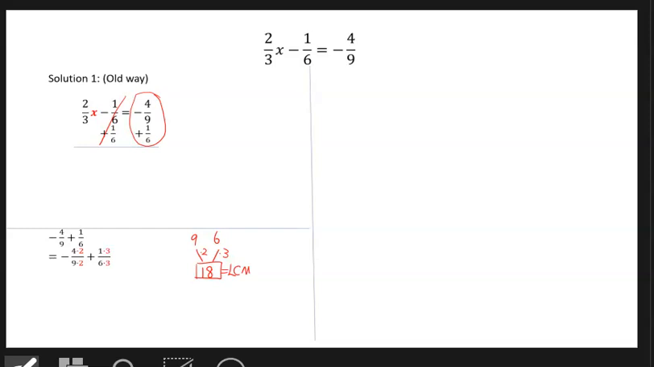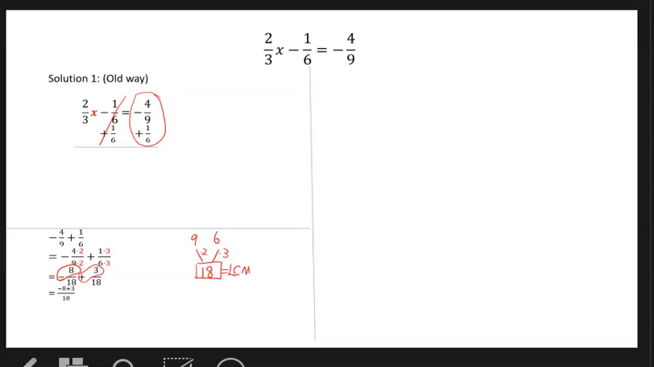For the first fraction, we multiply both the numerator and denominator by 2. And for the second one, we multiply both the numerator and denominator by 3. That way, we can turn the denominators, 9 and 6, into 18 and 18. Now, after we have the common denominator, all we have to do is add the numerators. So notice the numerators, we have -8 plus +3.